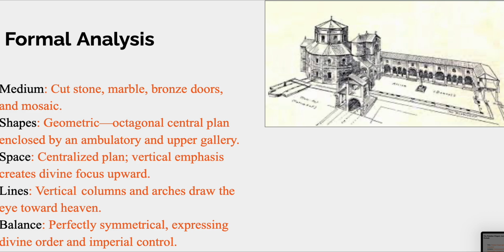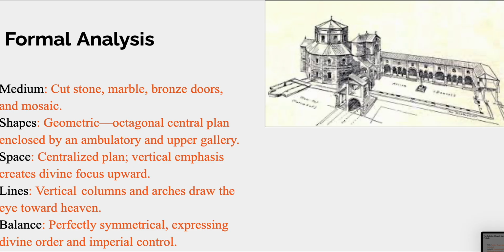Some medium, and in this slide we have medium, shape, space, lines, and balance. The medium of this cathedral was cut stone. It was made out of marble. It did have bronze doors and mosaic pieces in the cathedral. The shape was geometric. It was an octagonal central plan enclosed by an ambulatory and upper gallery.